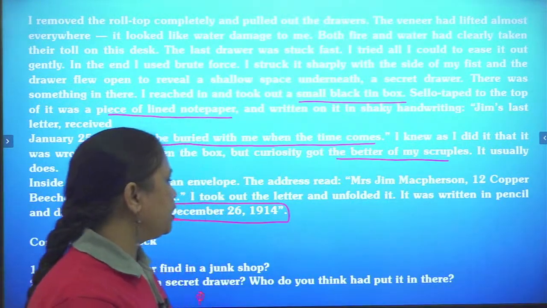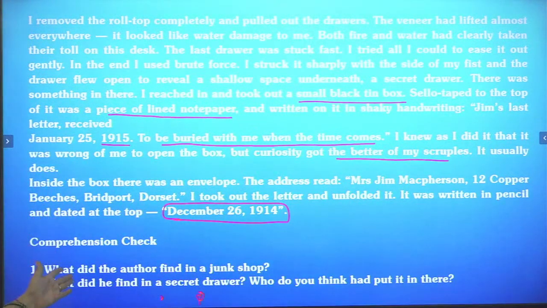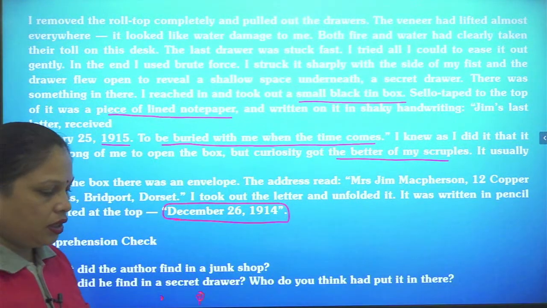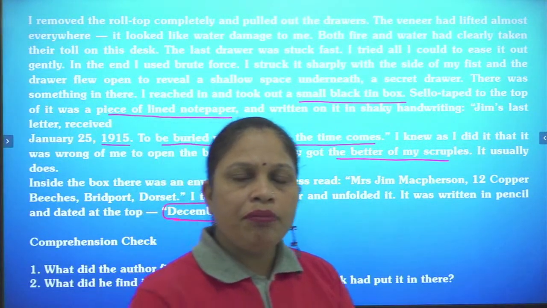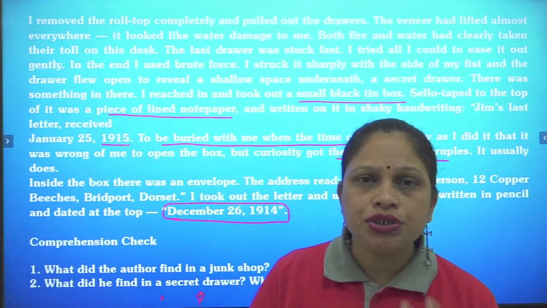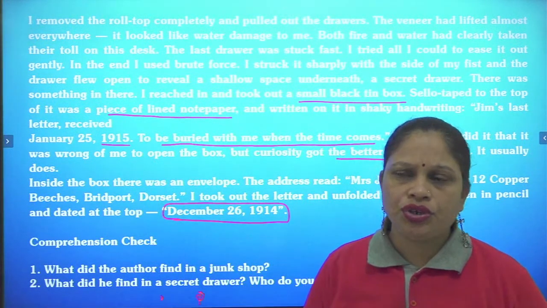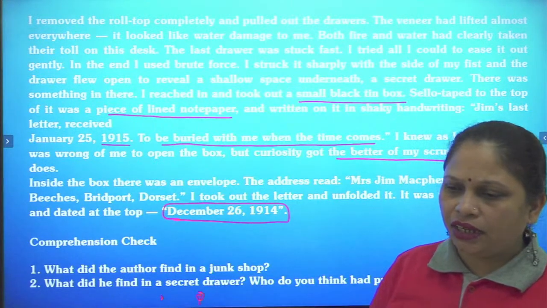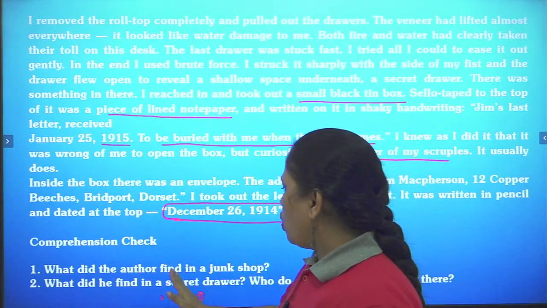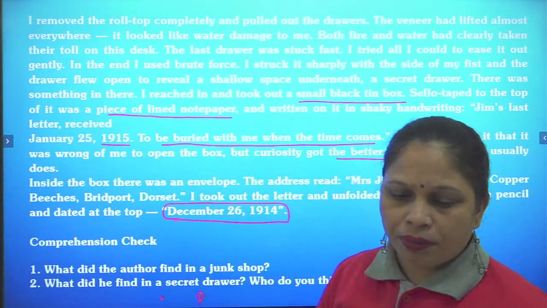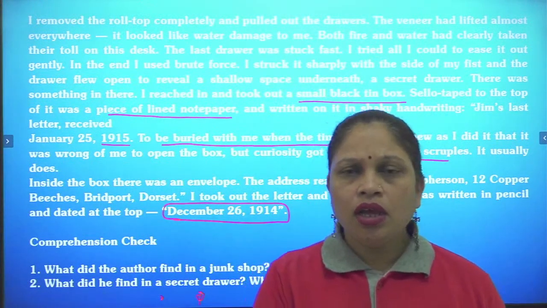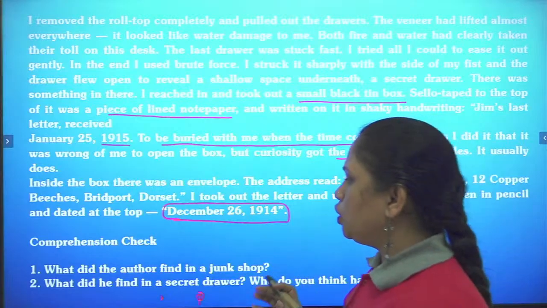So let's see what is given here. You have your comprehension check after this part. These two simple questions will make you clear whether you understood this first section of the story or not. The first question asked here is, what did the author find in a junk shop?